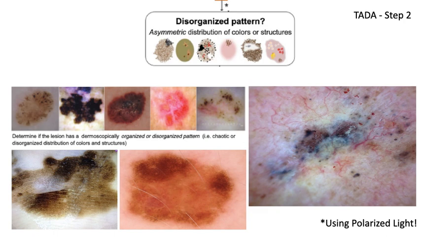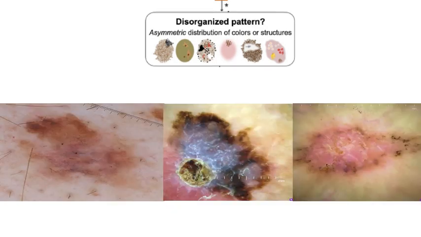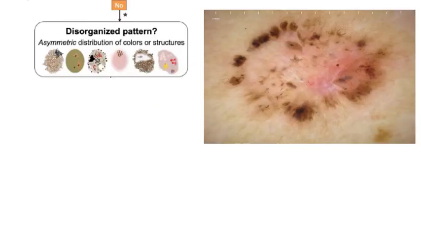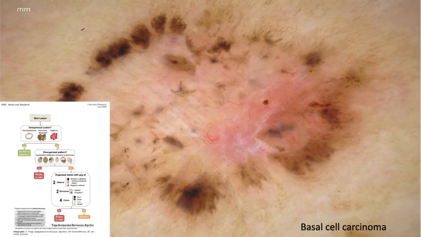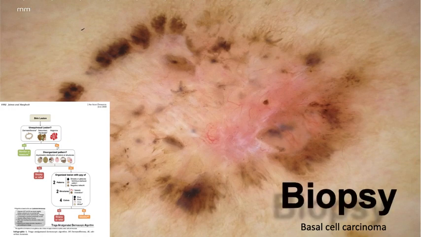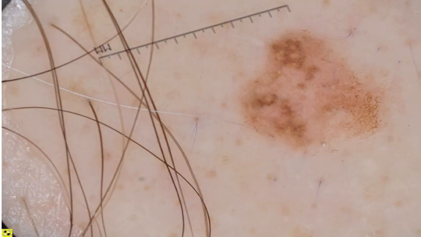And here we have some examples, all of them demonstrating a disorganized pattern, and other examples. And we don't need to know the name of the structures to determine if the lesion is disorganized or not. We just need to know if the lesion is organized or disorganized. So in our case, is the lesion disorganized? Yes, it demonstrates a disorganized pattern, and therefore, according to the algorithm, a biopsy will be performed, and this was a basal cell carcinoma. Let's see another case.